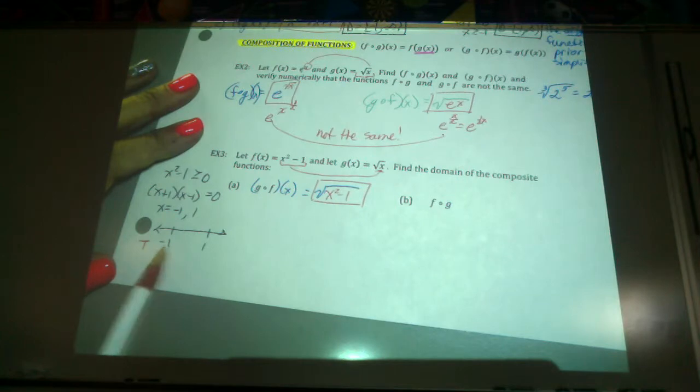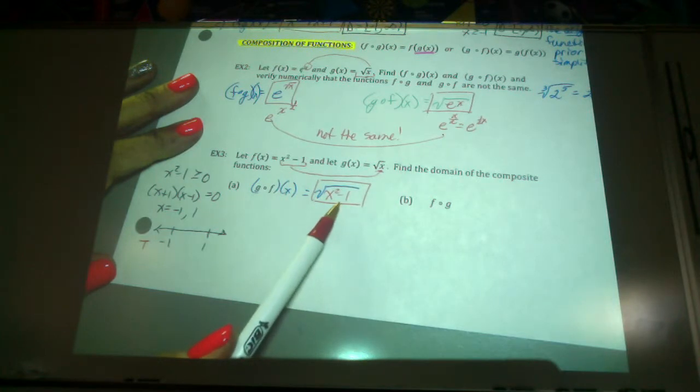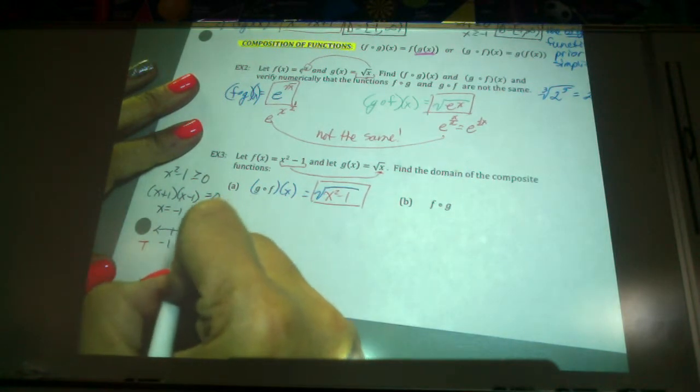Right? So then in between, what's a great number in between? 0. 0 times 0 is 0. Minus 1 is negative 1. Can I take the square root of negative 1? No. Not without using i. So it's false.